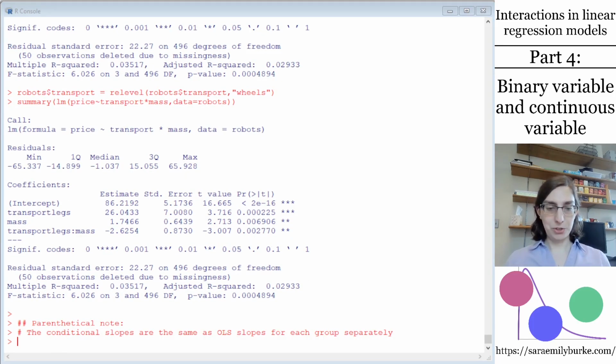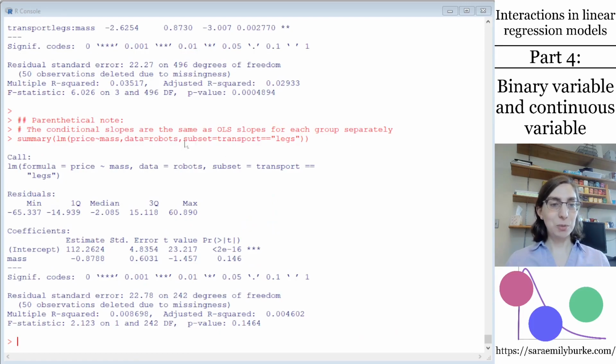As a parenthetical note, it's worth pointing out that the conditional slopes that we just talked about for mass are the same as the ordinary least squares slopes for mass and price in each of those groups separately if we were to fit the model on a subset of the data. So for example, here I've called the lm function with just price as the response variable and mass as the predictor. The data is coming from the robots data frame. But this time I'm using a subset of the data, all those cases where the robots have legs, and none of the other cases where the robots don't have legs.